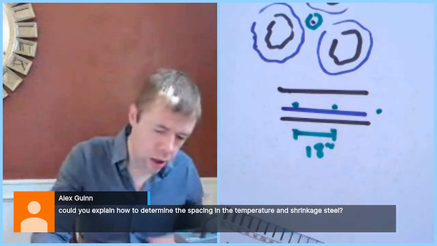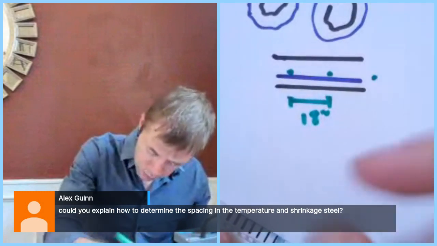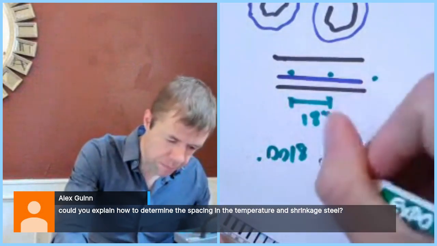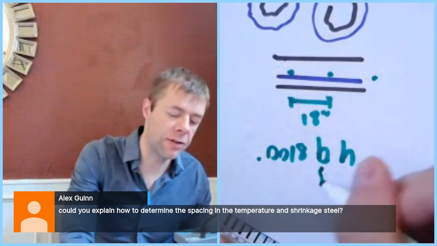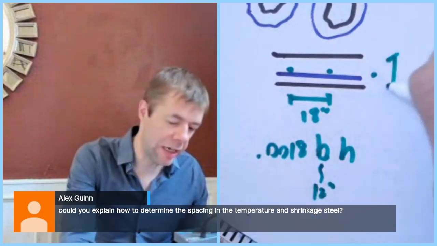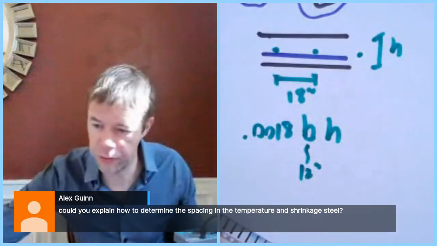So the equation for the same steel that we were just talking about, I'll draw it in green. The equation for that would be 0.0018 times b times h. And b in this case is going to be 12 inches. And h is going to end up being whatever the height is of your slab.